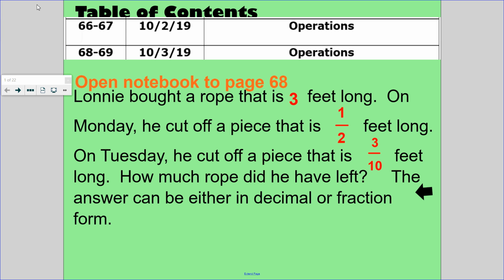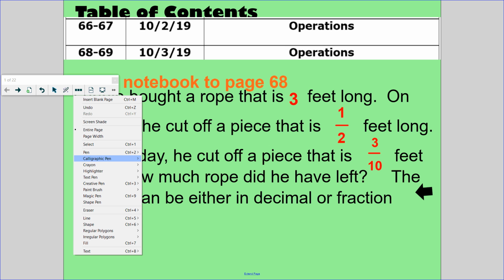Hello, this video is over rational operations: adding, subtracting, multiplying, and dividing positive and negative numbers. So let me get my pen ready so we can get going.